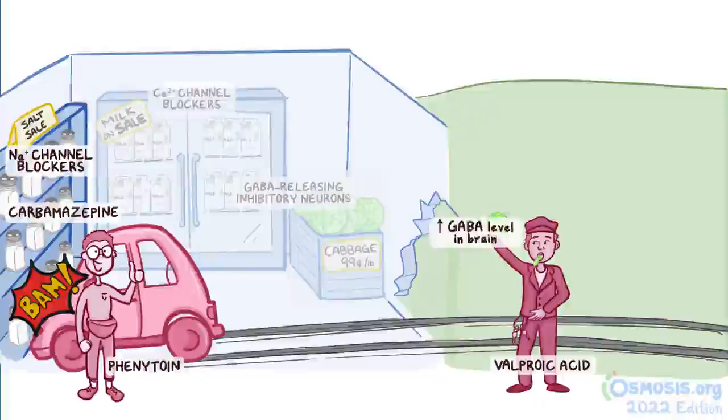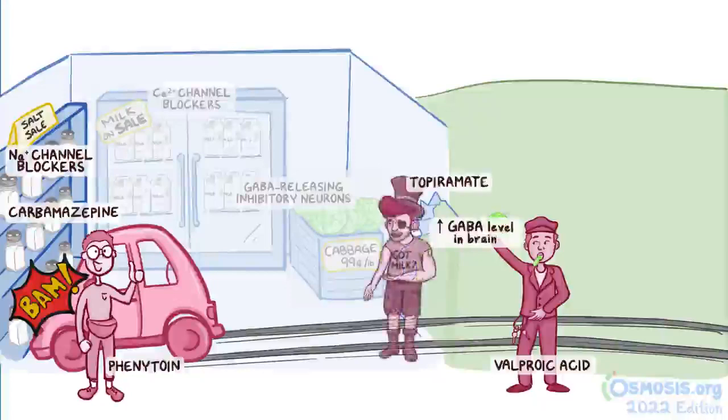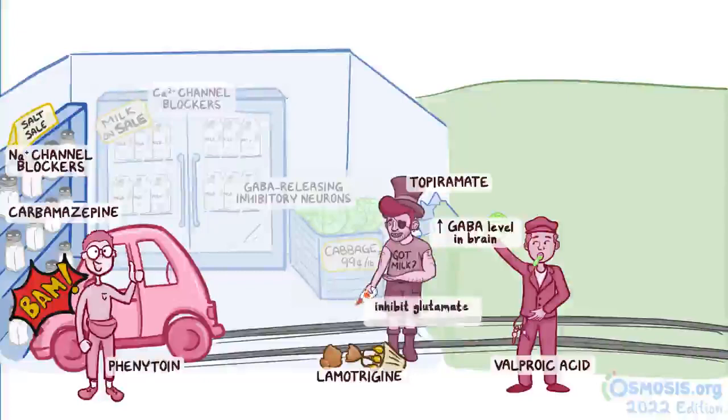Okay, next there's a shocked pirate in a top hat for topiramate. The crash caused him to break a lamp with 3 bulbs, for lamotrigine, and he's trying to glue it back together. This will help you remember both these medications also inhibit glutamate release. The pirate only drinks milk, to represent its inhibition of calcium channels.